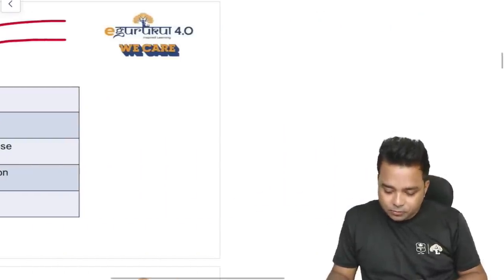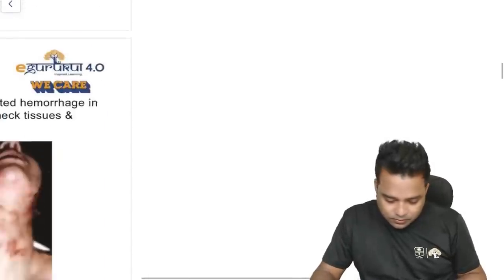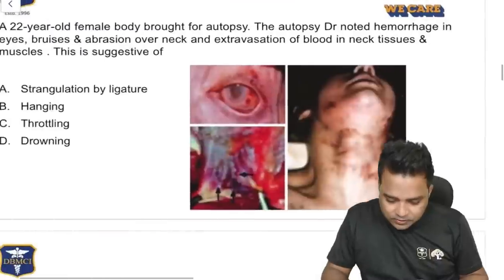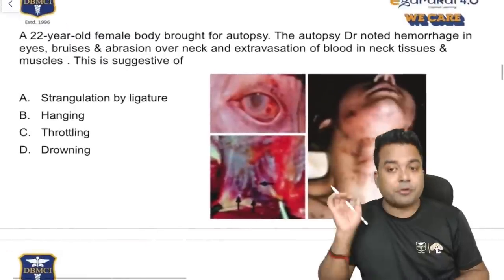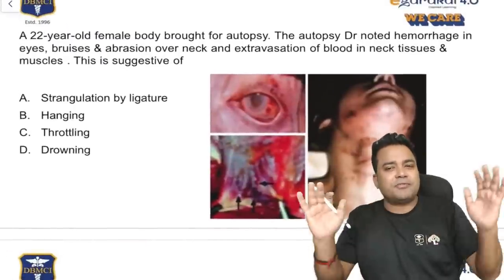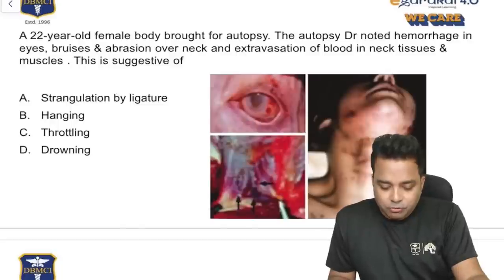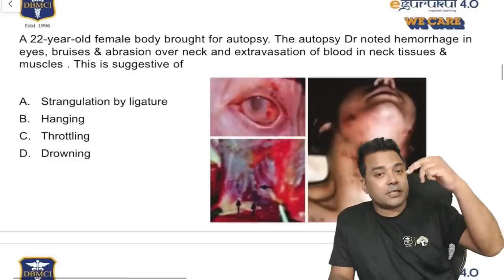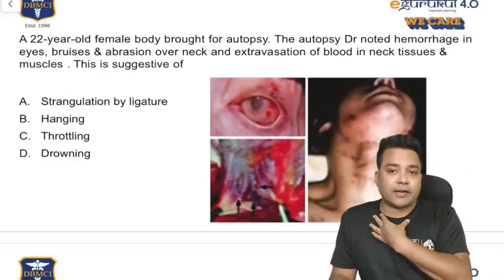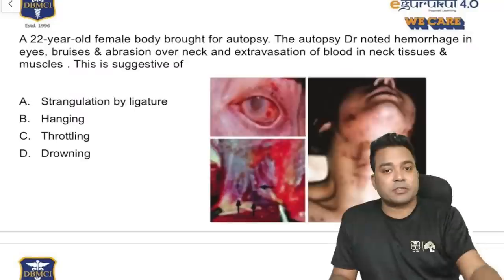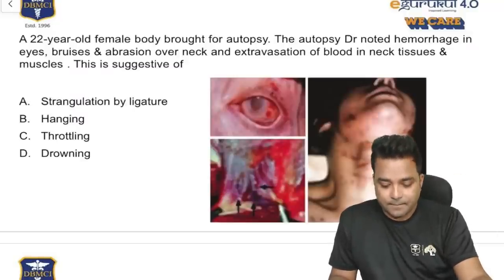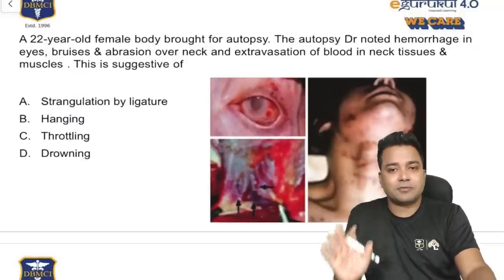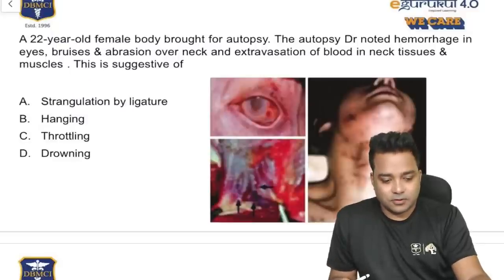Now, let us move on to this question. This is a VIP question, which has been asked in each and every exam. A 22-year-old female dead body was brought for autopsy. The autopsy doctor noted hemorrhage in eyes, bruises and abrasions over neck, and extravasation of blood in neck tissues and muscles. This is suggestive of... And this has been asked 100 times. Answer kya hoga?